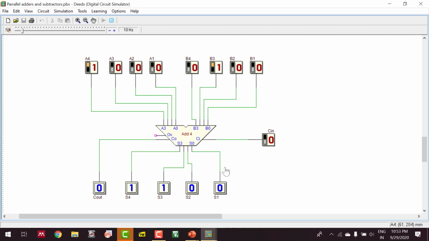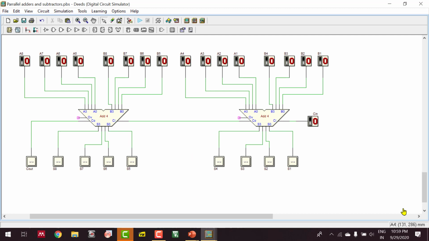Now I'm going to show you how to cascade the 4-bit adder blocks to produce an 8-bit addition. So you can see here this first block where I'm going to have my B1 to B4 and A1 to A4, and the second block where I'm going to have B5 to B8 and A5 to A8. For the first full adder I'm keeping my C in 0, and for the second full adder I'm taking my C out from the first full adder to the C in for the second full adder, and these are the sum outputs, and this is C out from the second full adder.